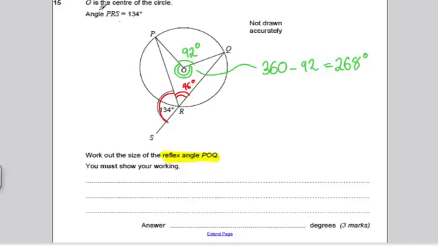And if you want to get your full working here, I would write: angle at R is 46, angles in a straight line add to 180; angle POQ is 92 because angle at centre is double angle at edge; reflex angle POQ is 360 minus 92.